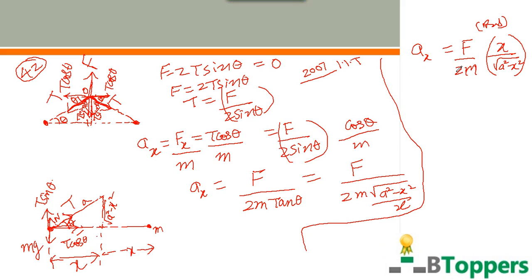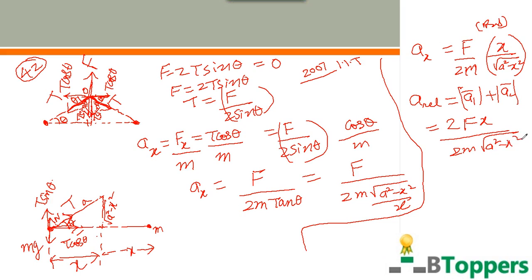So that is the magnitude of acceleration of each particle towards the other particle, but the accelerations of the two particles are directed towards each other, meaning the directions of the accelerations of the two particles are opposite. So the magnitude of the relative acceleration of one particle with respect to the other, or the relative acceleration of approach, is the sum of the magnitudes of the accelerations of the two particles. The magnitude of acceleration of each particle is the same, so that is 2 times the magnitude of acceleration of each particle. That comes out to F into x by m into root of a square minus x square.